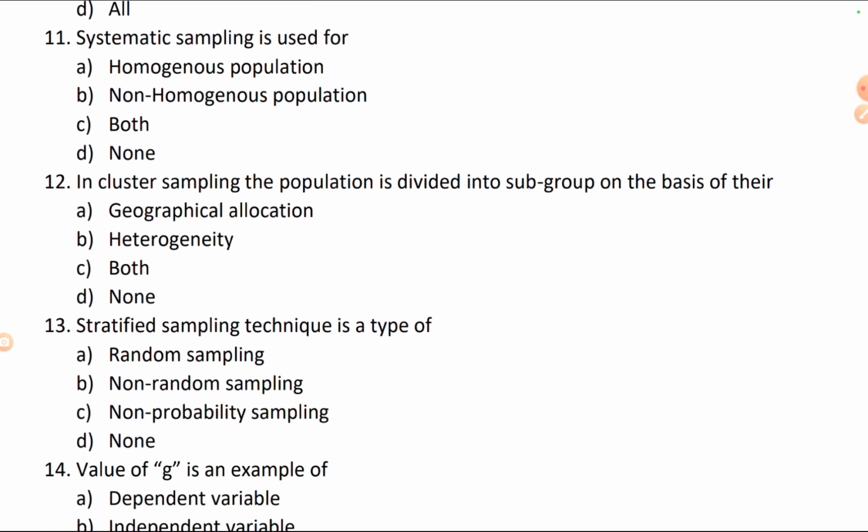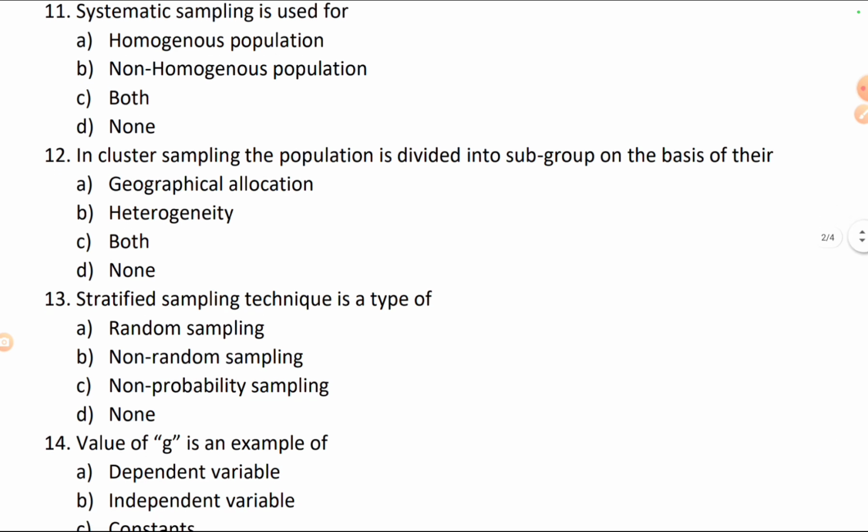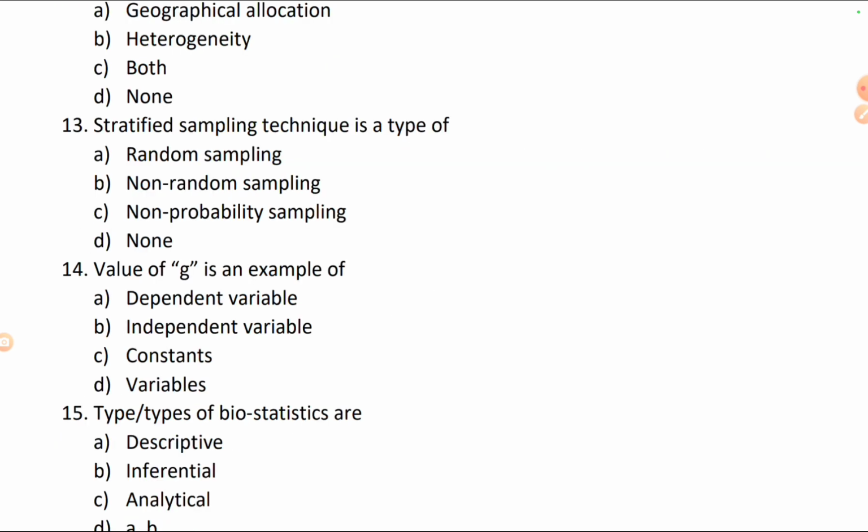In cluster sampling, the population is divided into subgroups on the basis of their option A, geographical allocation. B, heterogeneity. C, both. Option D, none. The answer is option C, both of the above. Stratified sampling technique is a type of option A, random sampling. Option B, non-random sampling. Option C, non-probability sampling. D, none. The answer is option A, random sampling.